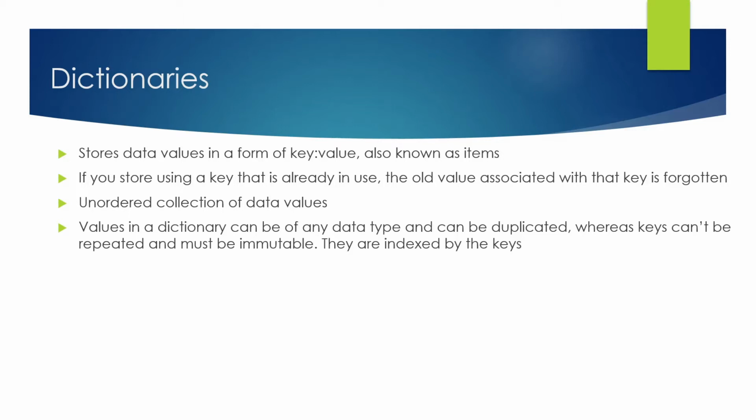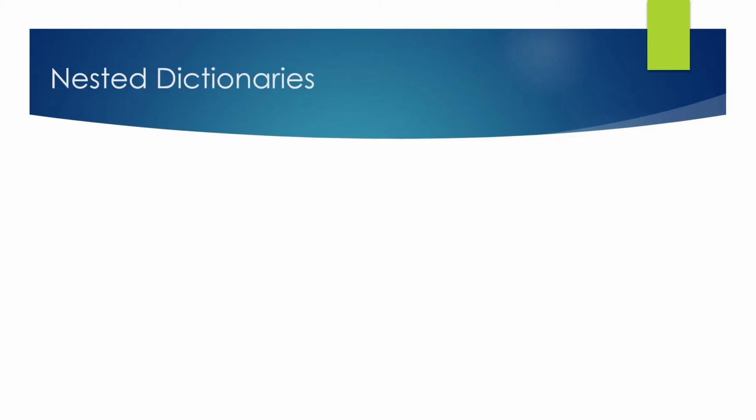So when you try to repeat a key, it won't work, or it will throw an error, or it just won't show anything. We'll take that by an example. They're indexed by the keys basically. It does not allow duplicates, that's what I said. So we'll take an example in which we will give duplicate values and we'll see that it's not working properly. Let's move forward to the nested dictionaries part.